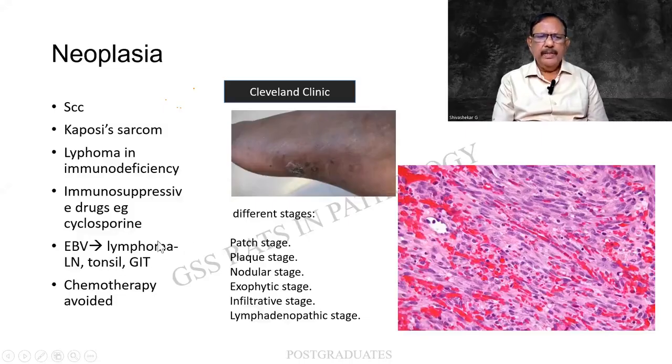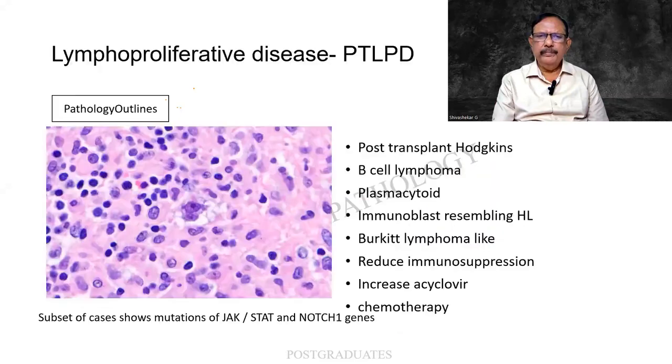Epstein-Barr virus can cause a lymphoma in the lymph node, tonsil, or even the GIT, wherein chemotherapy is avoided. Lymphoproliferative disease, post-transplant lymphoproliferative disease. It can be a Hodgkin's or Hodgkin's-like lymphoma, plasmacytoid lymphoma, immunoblast resembling Hodgkin's lymphoma, and a Burkitt lymphoma.